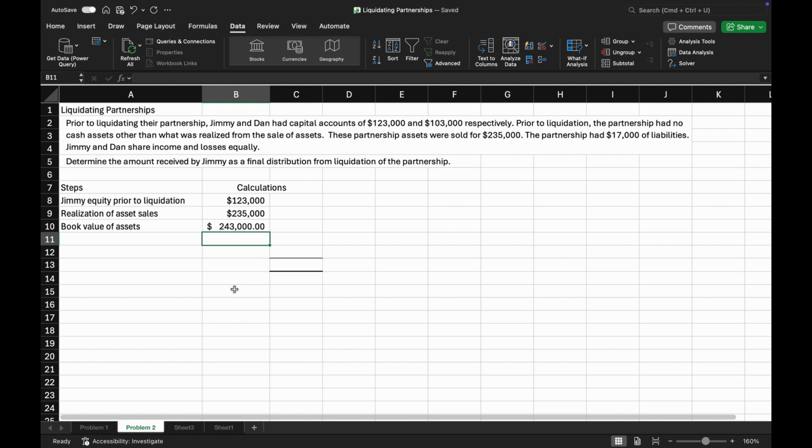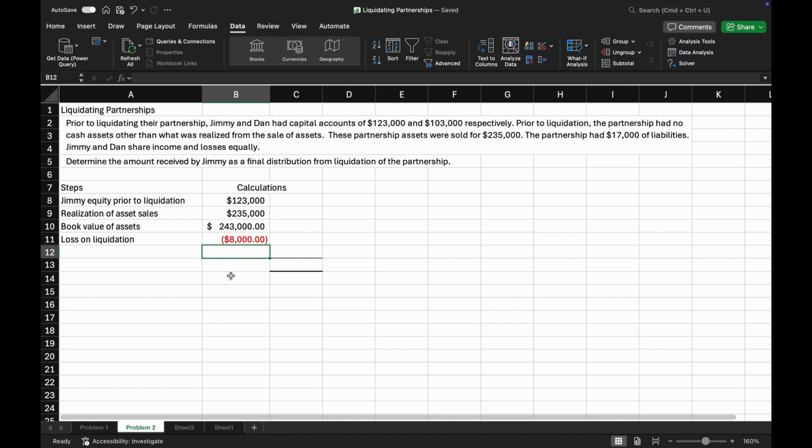From this, we can tell that there will be a loss on the liquidation of the partnership since the book value of the assets, $243,000, is greater than the realization of the asset sales, $235,000. To find the exact amount of this loss, we must do $235,000 minus $243,000, which comes out to a loss of $8,000.